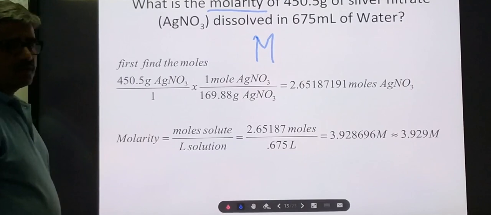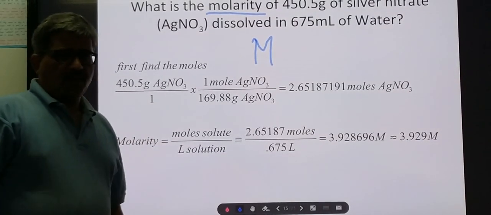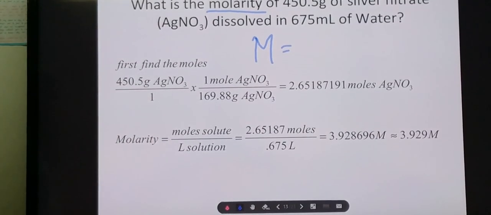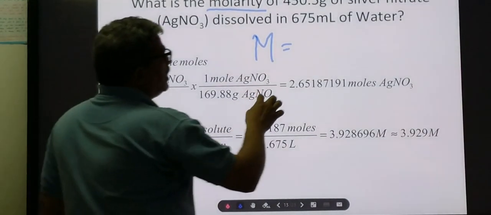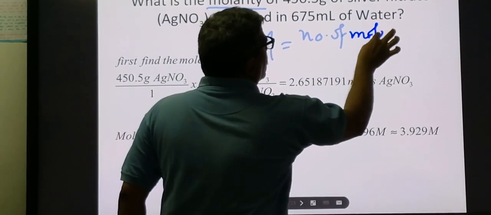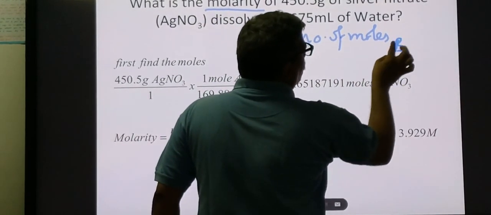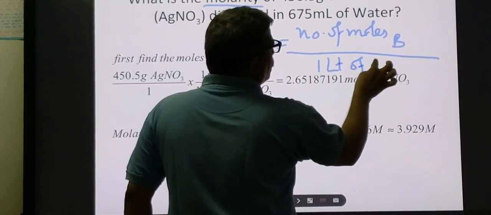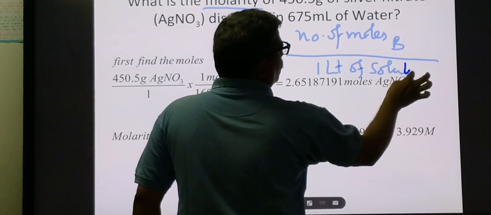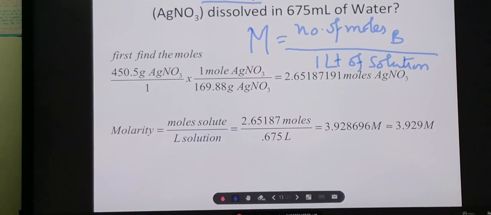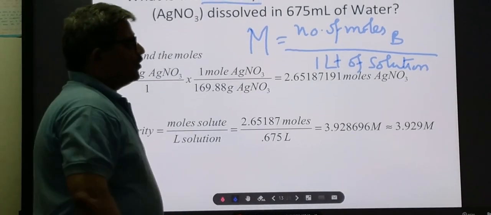Alright? So, how to solve this? How did we learn the formula? Molarity is equal to the number of moles of solute dissolved in 1 liter of solution. This is what we have learned. In the previous slides it is there. So we are trying to find it out now.